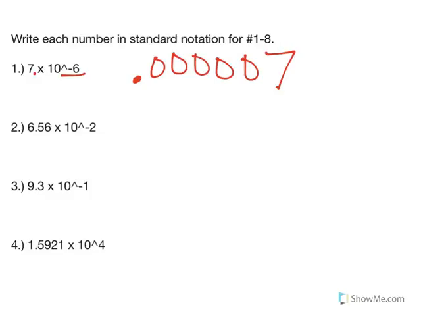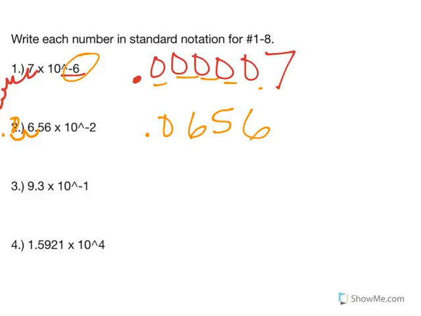So I would go 1, 2, 3, 4, 5, 6, and fill in with zeros. So in number 2, I'm moving it 2 places to the left, 1, 2, so you can see that there's only a spot for 1 zero. So if you start in scientific notation, you will have 1 less zero than what the exponent is. Like in number 1, we had a 6, and we ended up with 5 zeros. In the second one, we had a 2, we ended up with 1 zero. So in number 3, we have a 1, so we will have no zeros.